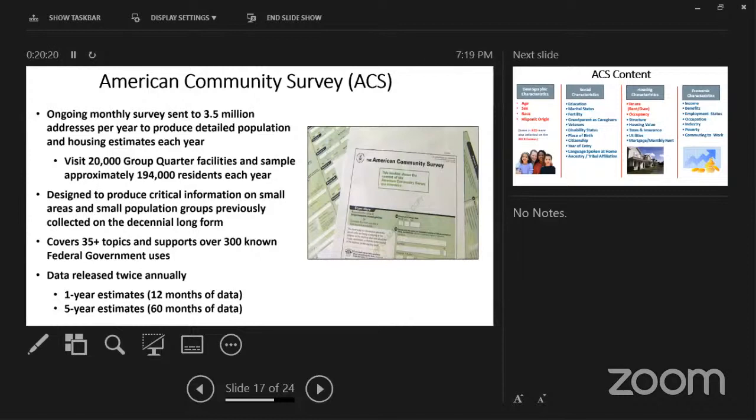You can get critical information that we previously collected on the census long form all the way down to the block group level, so basically down to your neighborhood level. It covers 35 topics and supports 300 known federal government uses. And it's important to know we release the data twice annually, as 1-year estimates and 5-year estimates.